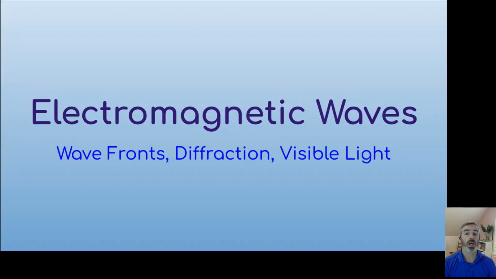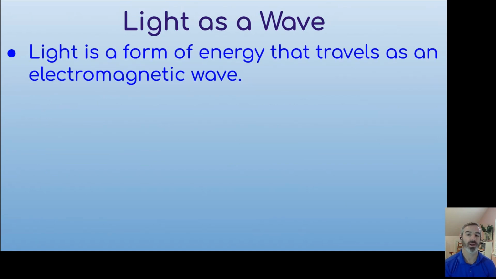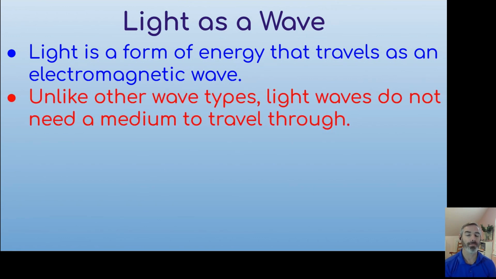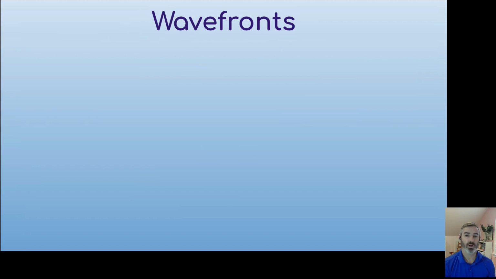In this video, we're going to be talking about electromagnetic waves, wavefronts, diffraction, and visible light. So let's talk about light as a wave. Light is a form of energy that travels as an electromagnetic wave. Unlike other wave types, light does not need a medium to travel through, and light waves are slower when the medium is more dense. We're going to start by talking about wavefronts.